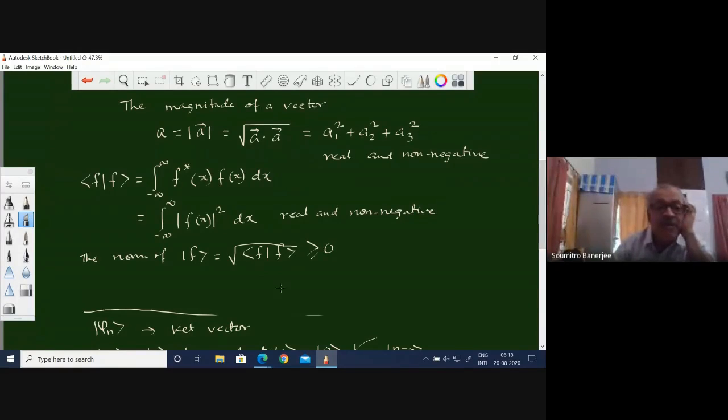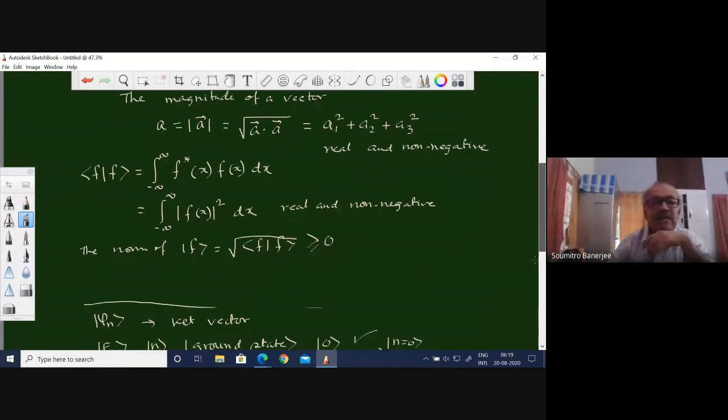Then if the norm of f turns out to be 1, we call that function normalized. So that is the idea of normalization. The bracket itself is not the norm. Yes, you're right. The square root is the norm. Then I need to again clear off stuff. Let me delete this.